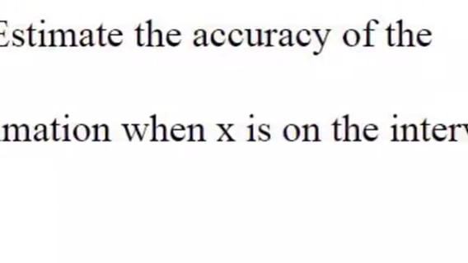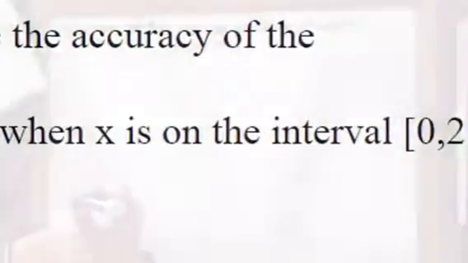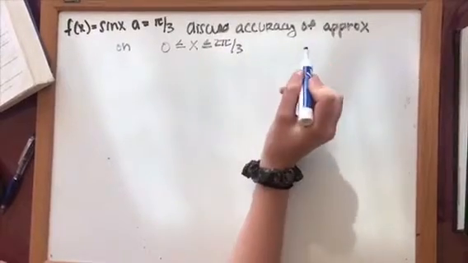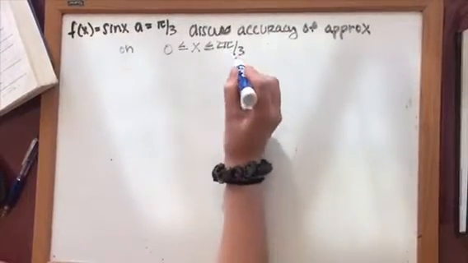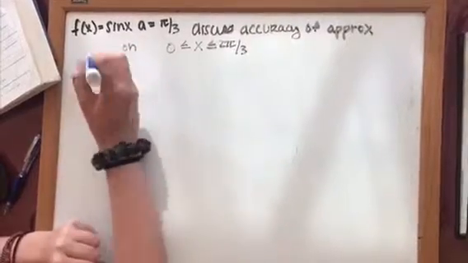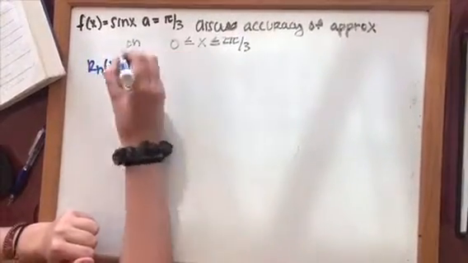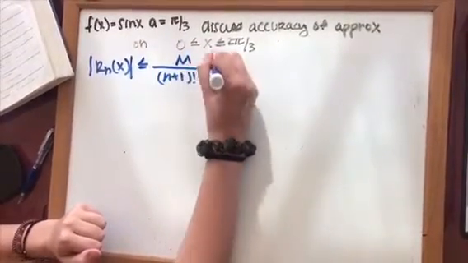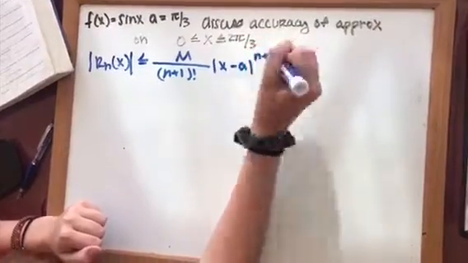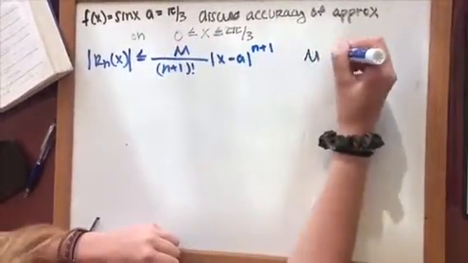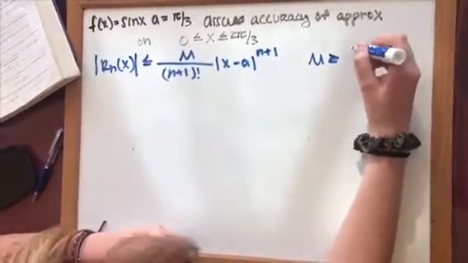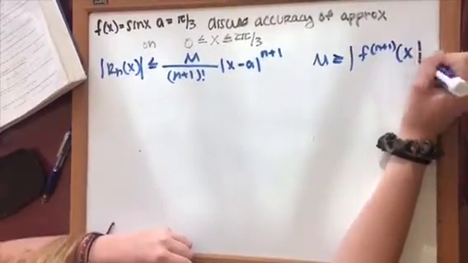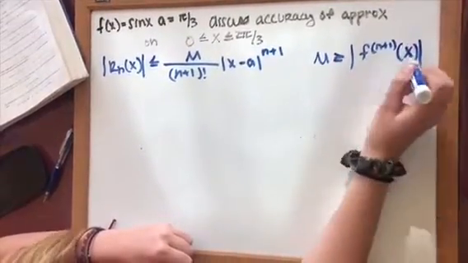For this one we're going to want to use Taylor's inequality because we want to discuss the accuracy of the approximation on the interval 0 to 2 pi over 3. So I'm going to quickly write out Taylor's inequality, also called Lagrange error. And this M is going to be the absolute value of the n plus 1th derivative at x. So we want to find where this is at its max.